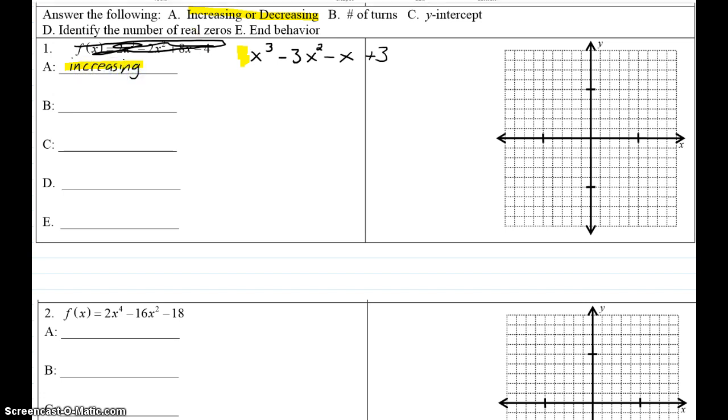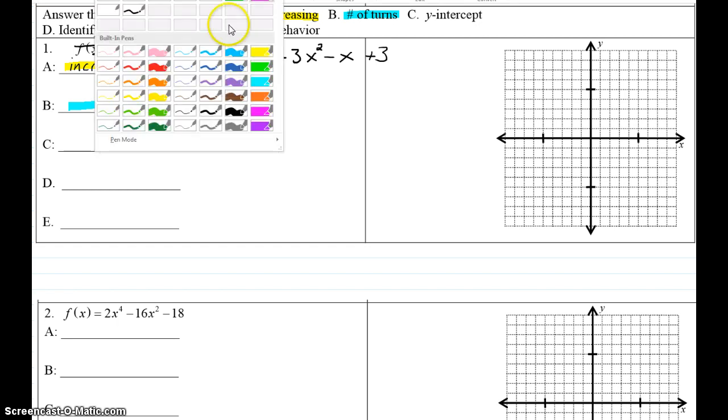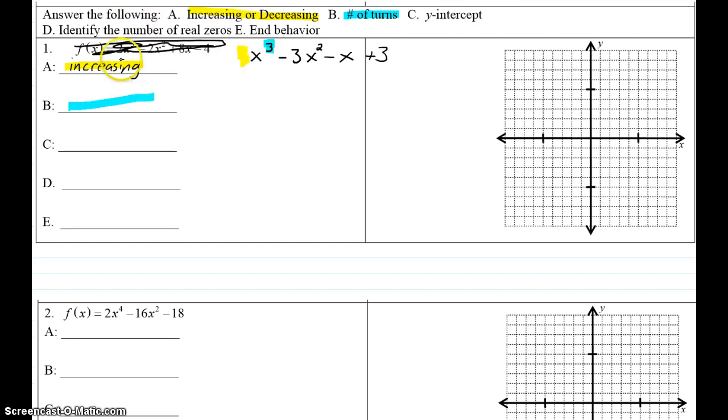Next we're going to look at the number of turns. The number of turns is determined by the degree. So since it's 3, we take 3 minus 1, which gives us 2. So at most we're going to have 2 turns.